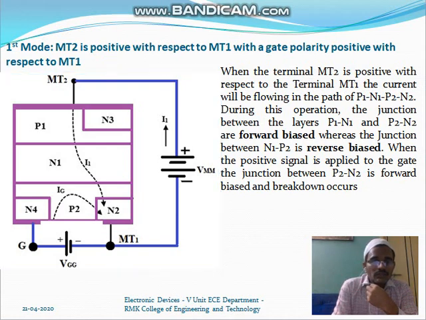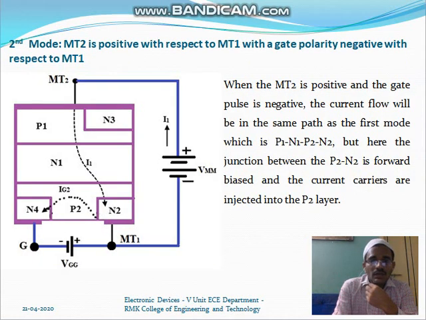Now the next, second mode, similarly MT2 and MT1, the same VMM we have taken. MT2 is positive, the same connection, only here we have reversed the terminal, that is the gate is connected with the negative terminal and MT1 is connected to the positive terminal. Now see the flow of the current, it will be from P1 to N1, P2 to N2.